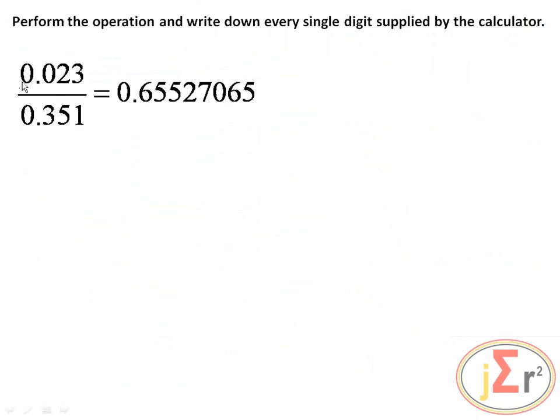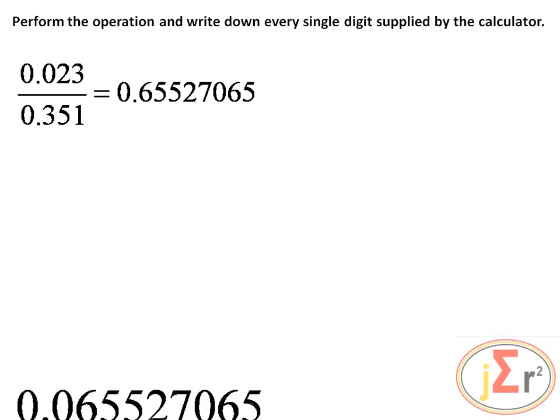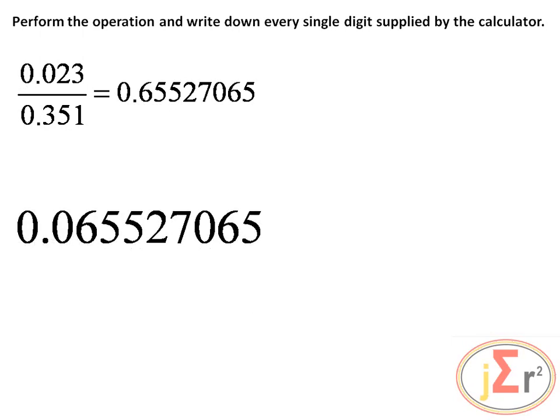If we divide 0.023 by 0.351, we will get an answer approximately equal, although we have equal to 0.65527065. There we have it.